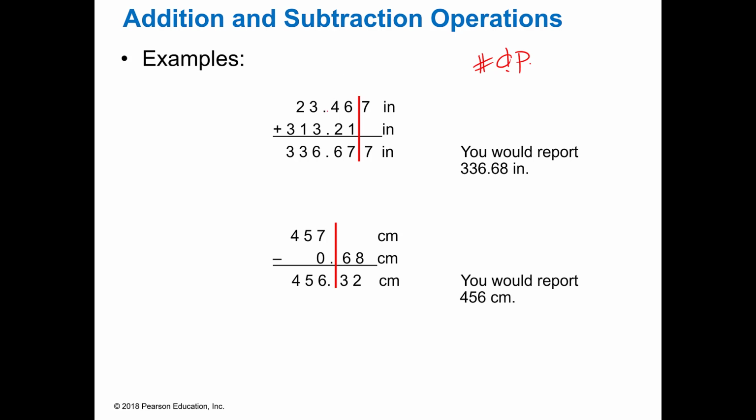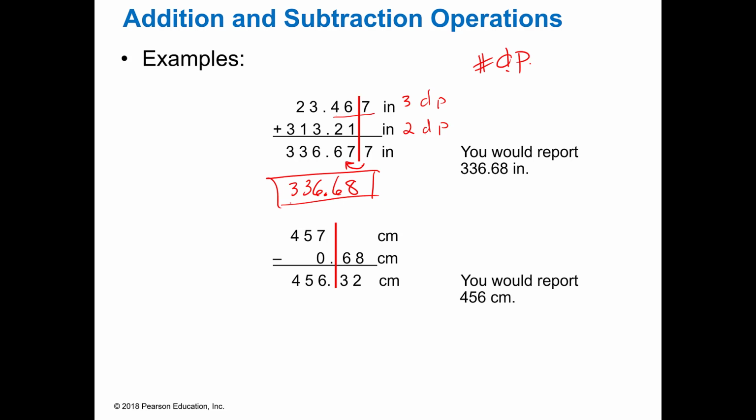So if you've got 23.467, that has 3. You've got 313.21, that has 2 decimal places. So your answer can only have 2 decimal places. So I'm going to have to round that up to 336.68, because it has 2 decimal places.